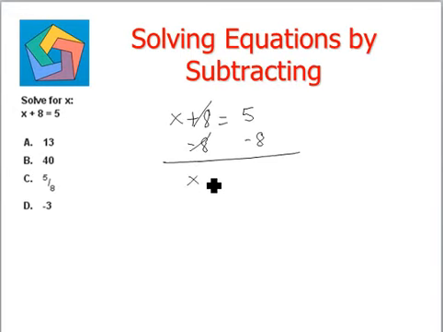x equals 5 minus 8. So 5 minus 8 is a negative 3. So the final value of x is equal to negative 3, which is the answer, and can be seen in option D.